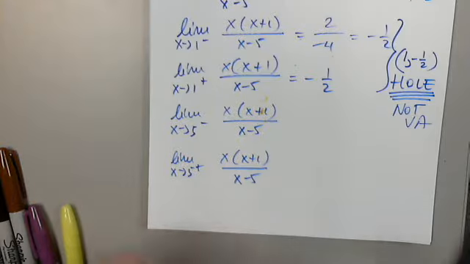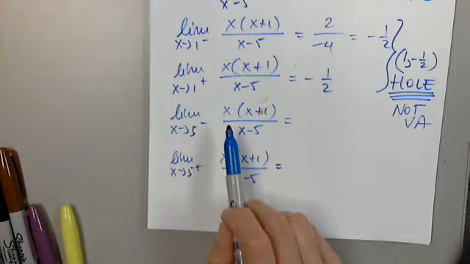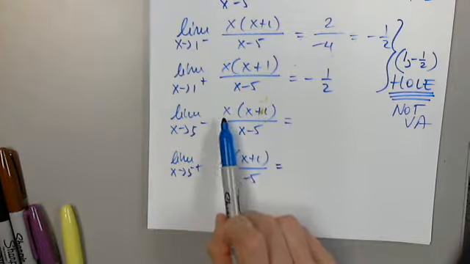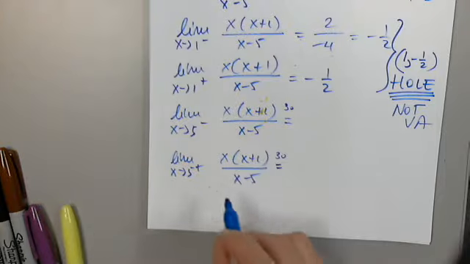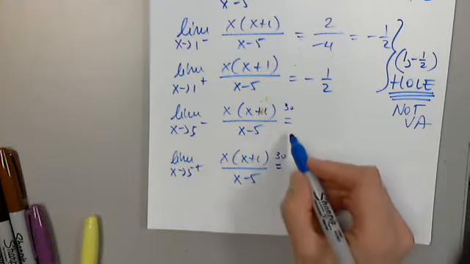Good. So now let's see what we get when we plug in 5. I have to plug it in first. The top is 5 times 6. So the top is 30 in both cases. What about the denominator?